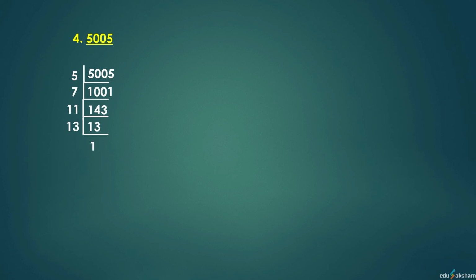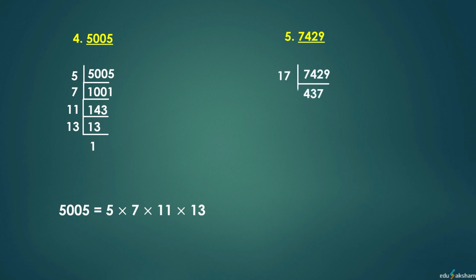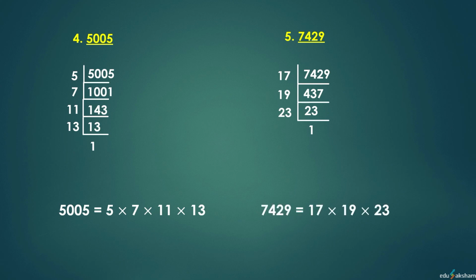11 and 13. So it can be represented as 5 into 7 into 11 into 13. Our next number is 7429. The prime factors of 7429 will be 17, 19 and 23. So 7429 can be represented as 17 into 19 into 23. Therefore, we have found the prime factors of all the numbers.